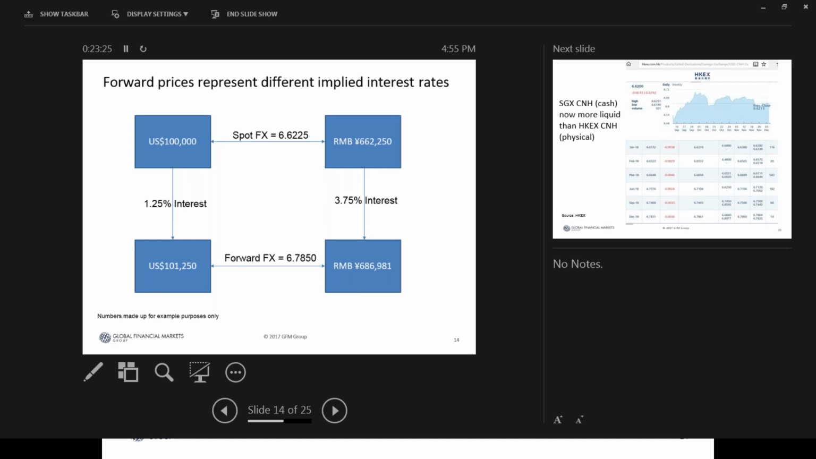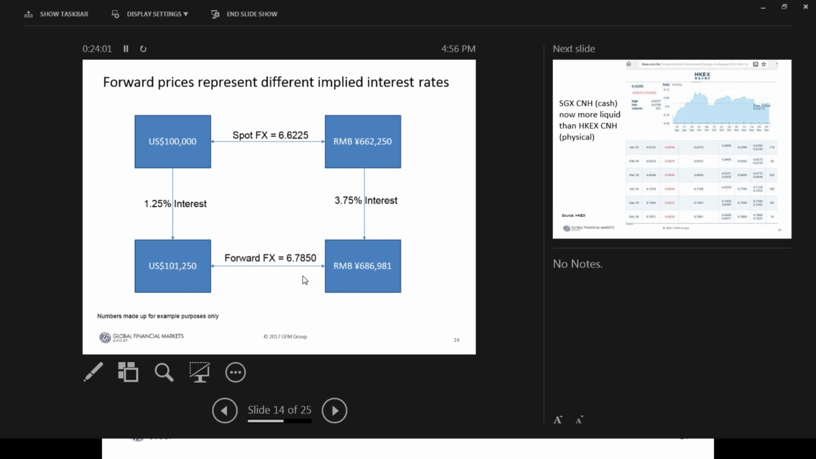Let's say right now the US dollar interest rate for, let's say 1 year in this case, is 1.125%, and the renminbi interest rate for the same 1 year is 3.75%. So what does that mean those two piles of money are going to turn into in the course of 1 year? After 1 year, the $100,000 is going to become $101,250. And then after the same 1 year, the RMB at the 3.75% interest is going to grow to 686,981.